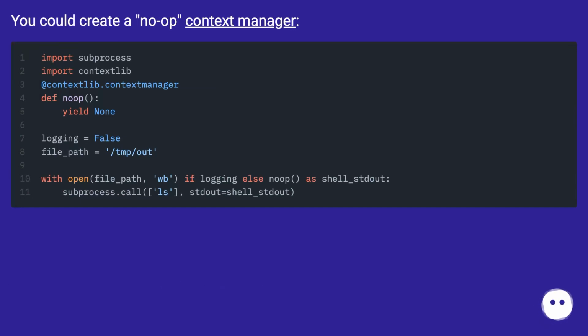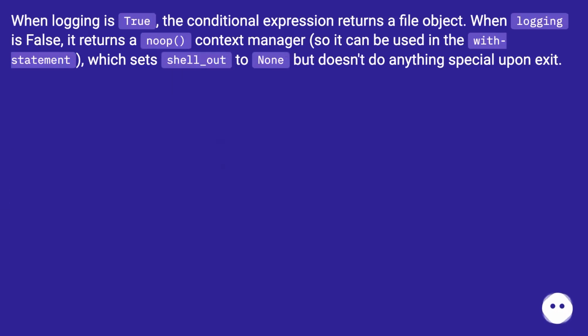You could create a no-op context manager. When logging is true, the conditional expression returns a file object. When logging is false, it returns a null context manager, so it can be used in the with statement, which sets shell_out to None but doesn't do anything special upon exit.